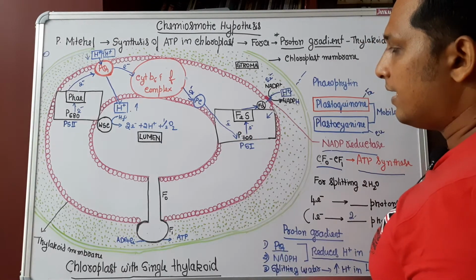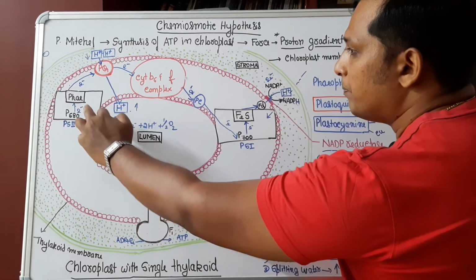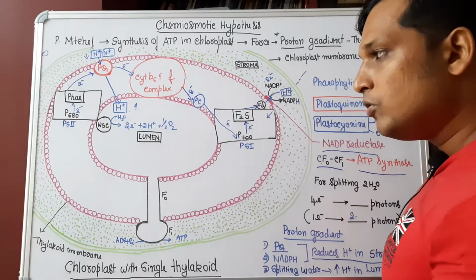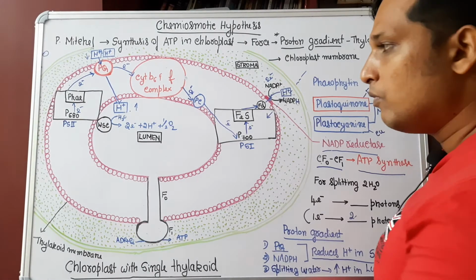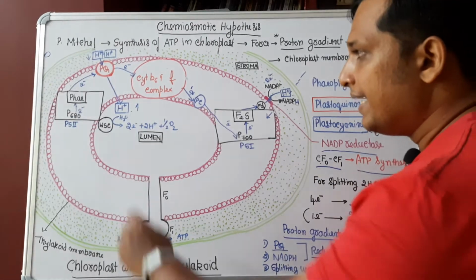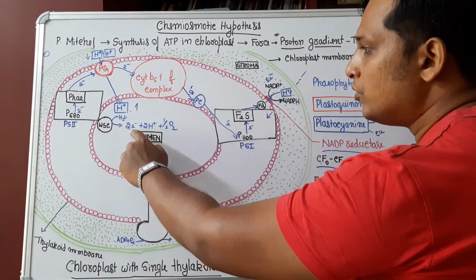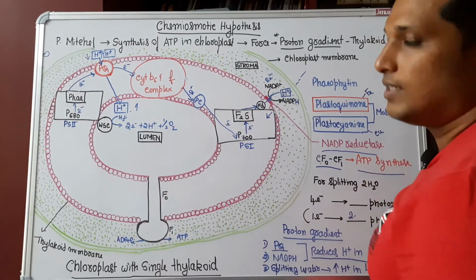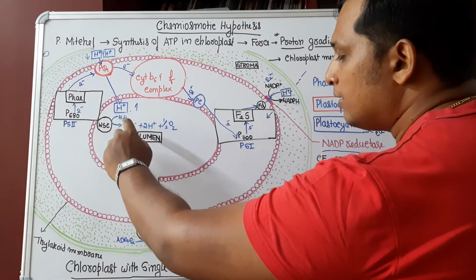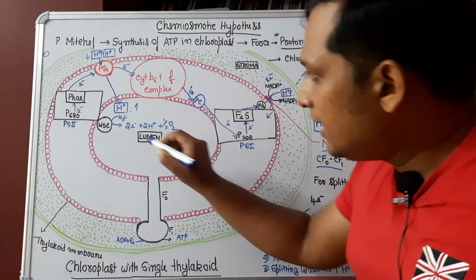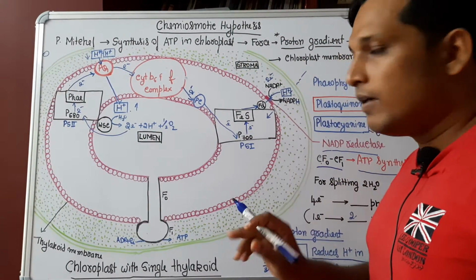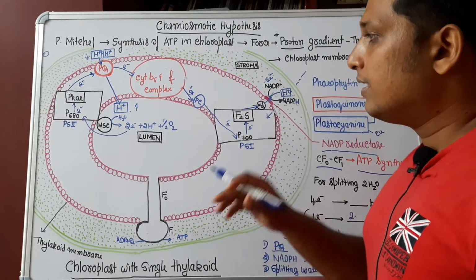Now what happens next? As I mentioned, P680 has ejected its electron. Now it is electron deficient. To fulfill that electron, the water splitting complex, which is located towards the inner side of the thylakoid membrane, will split the water into two electrons, two protons and an oxygen. Out of the 2 electrons, 1 electron is supplied to the P680 reaction center. It is not 2 together, 1 electron at a time is given.